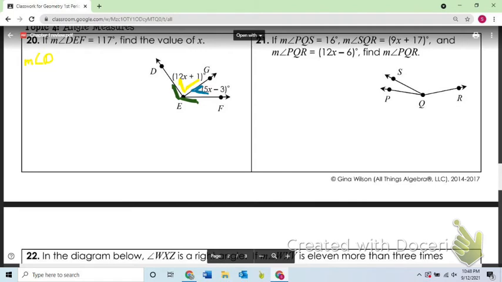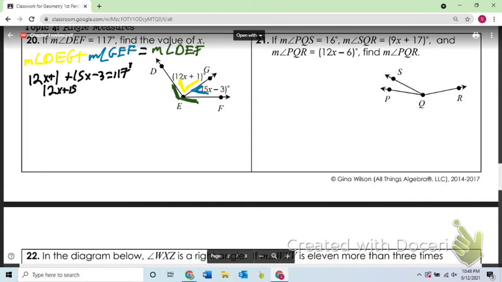So we know the measure of angle DEG plus the measure of angle GEF equals the measure of angle DEF. So notice how I color-coded them, so you see which angle is DEG, which angle is GEF, and which angle is DEF. So then I just plug it in. 12x plus 1 plus 15x minus 3 equals 117.